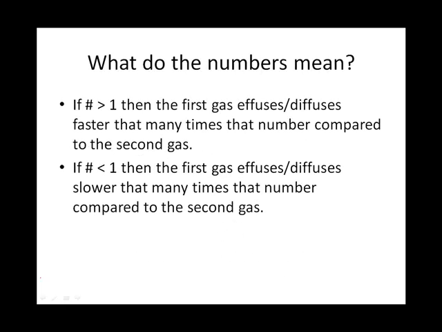So what do the numbers mean? If the number is greater than 1, then the first gas effuses or diffuses that many times faster than the second gas. If the number is less than 1, then that means the first gas diffuses a lot slower, by that factor, compared to the second gas.